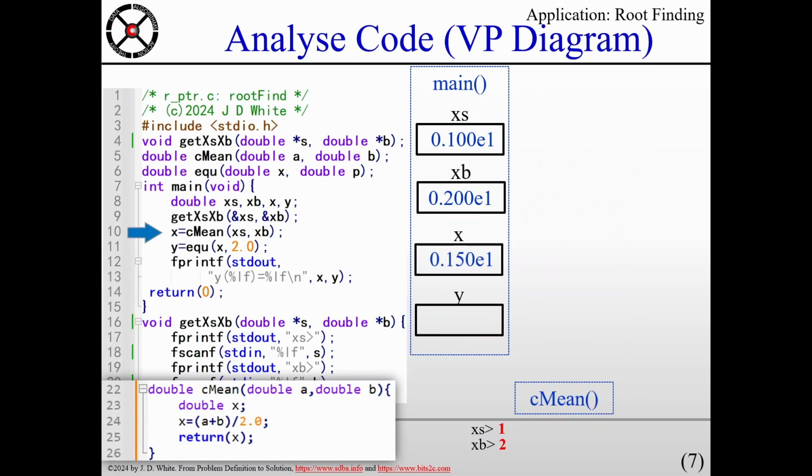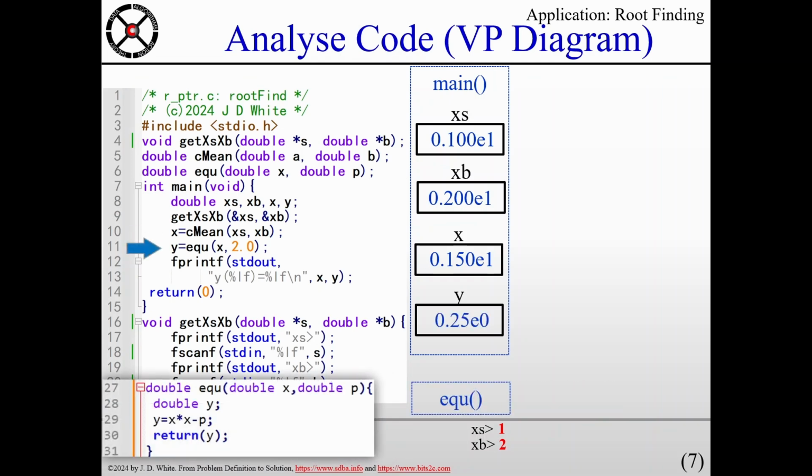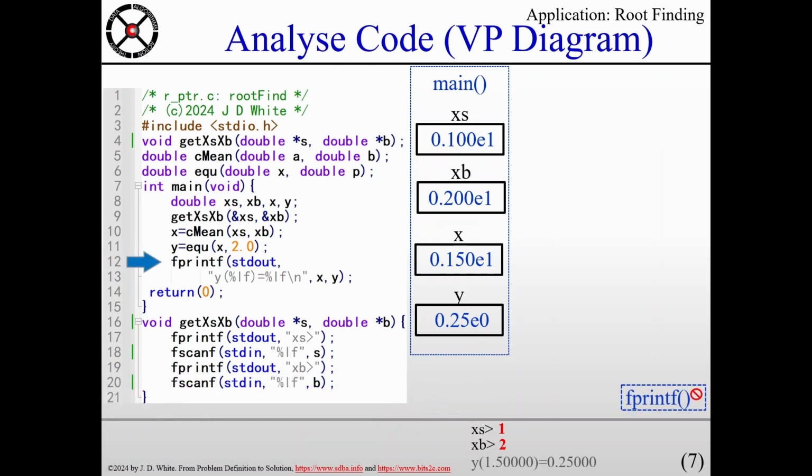Okay, now CMean is called and calculates the mean, equation is called and does the calculation, and finally fprintf is called and prints the output. Okay, and we return 0. That's it, and that completes our analysis of the code.